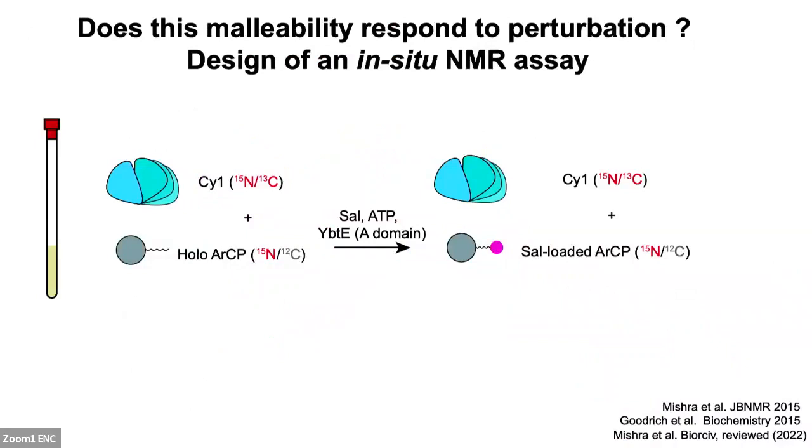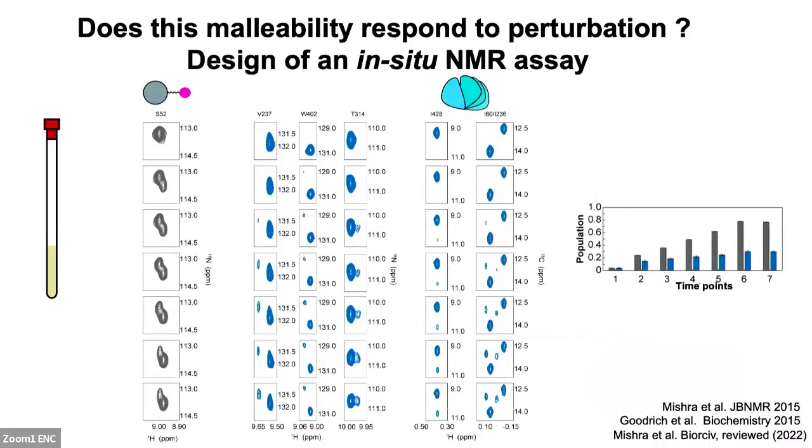But is it there for something? Is it there to tell us anything about mechanism? Before we answer that, we wanted to see if and how CY1 interacts with the carrier protein, if the loading of the substrate makes a difference. So we did differential isotopic labeling, and indeed we could follow it.